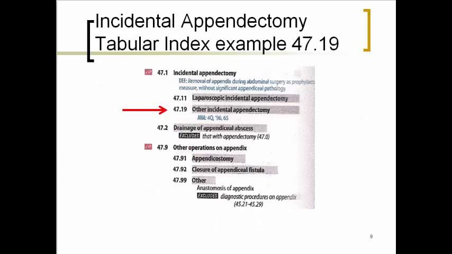So here's a sample of what the page of the codebook looks like. When we get to 47.1 in the tabular index, you can see that there is our code, other incidental appendectomy. And this one actually has a definition of what an incidental appendectomy is. So our proper code is 47.19. Let's try another one.